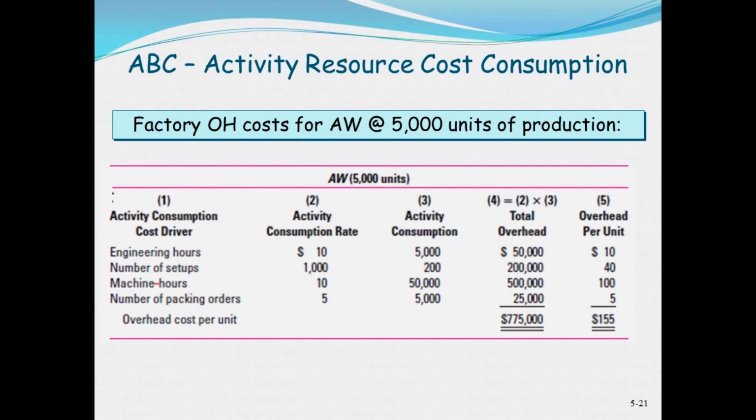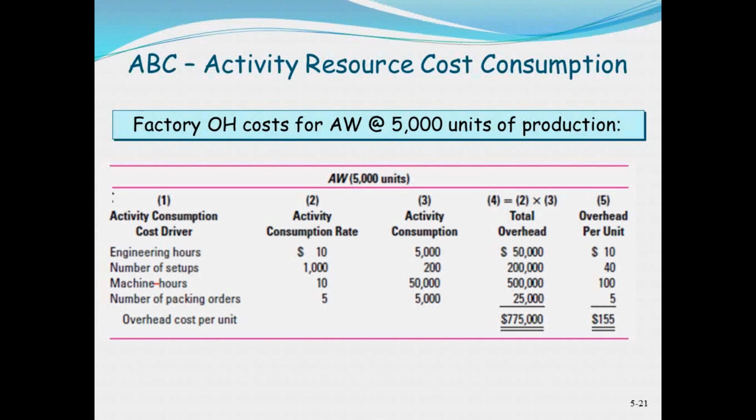And you can then find out the cost for each of the two products, the overhead. So at 5,000 units, you would take the rate times the amount of consumption that each product had for each of the activities and determine the total overhead cost. So AW, the high-end product, had $775,000 of costs, and they were allocated $155 per unit.